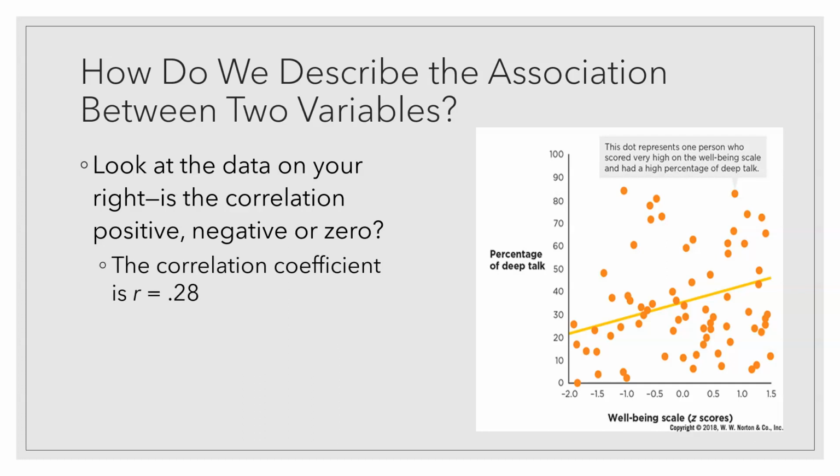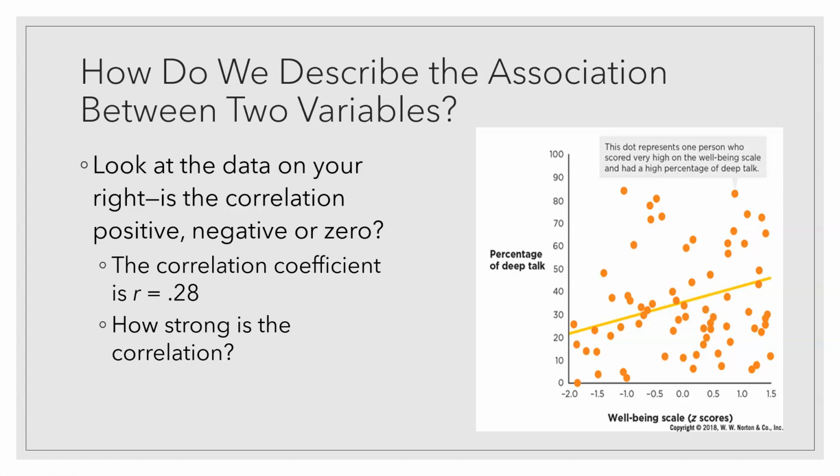Now in this case, hopefully you said that it was positive. Notice that as the percentage of deep talk increases, the well-being increases. So this is a positive correlation. Now you'll notice though that there's still a lot of scatter. A lot of people who have really high well-being scores are pretty variable in terms of their percentage of deep talk. So this is a positive correlation, but you'll notice that the line is not super angled. It's actually pretty close to being flat.